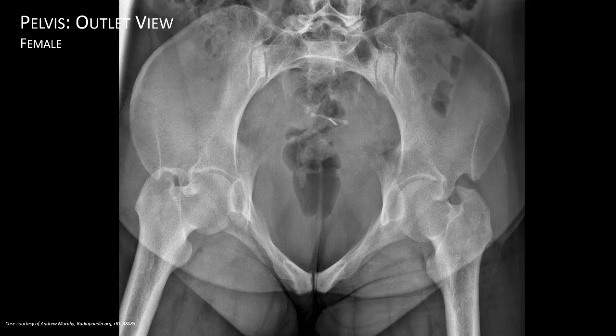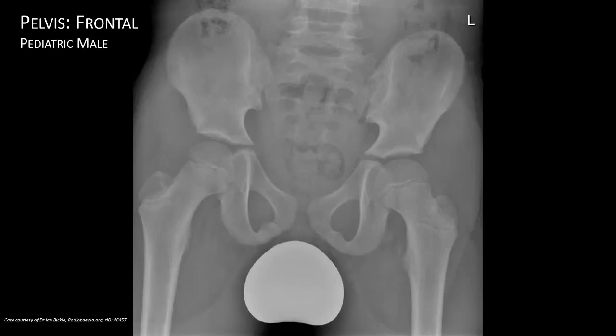Another view, this is a view of looking at the outlet itself. So this is the outlet that a baby would come out. So we could see it's a much wider opening than a male would offer.